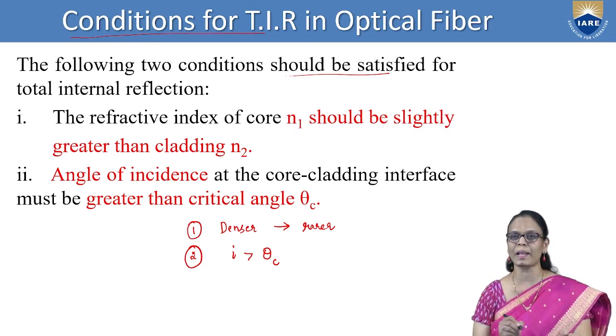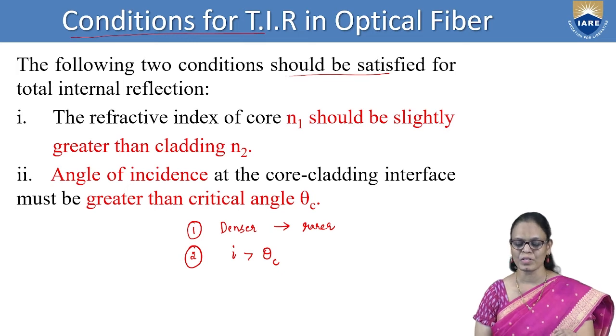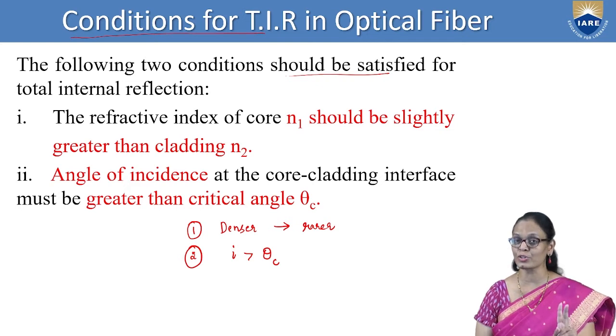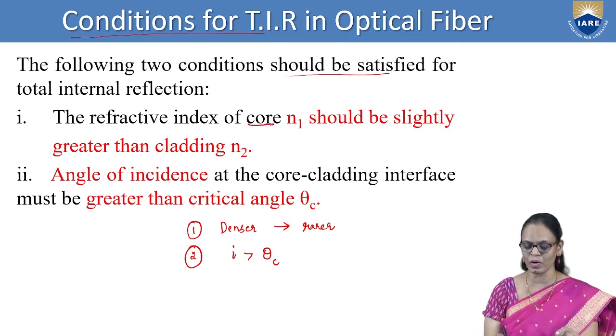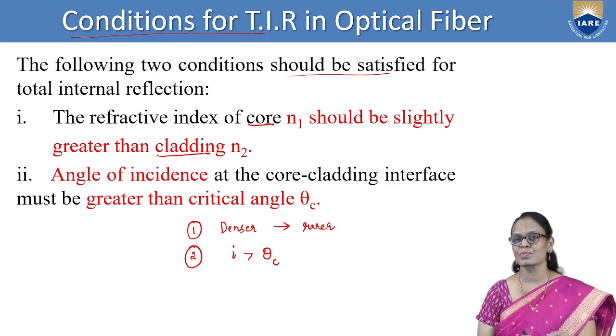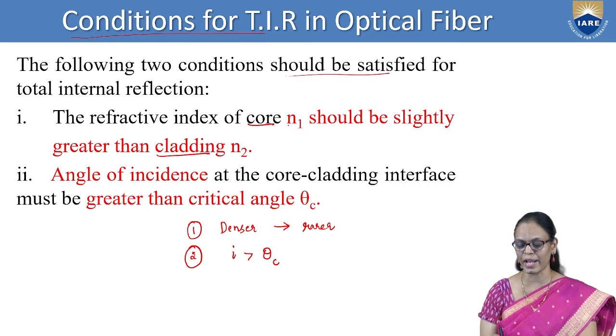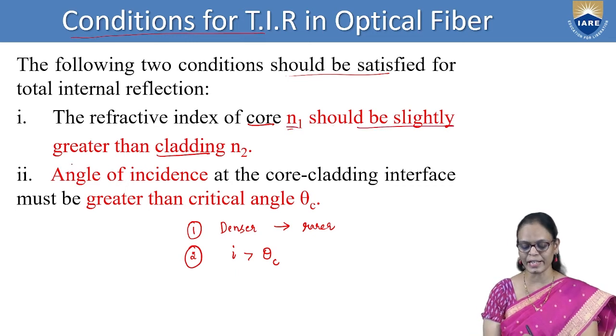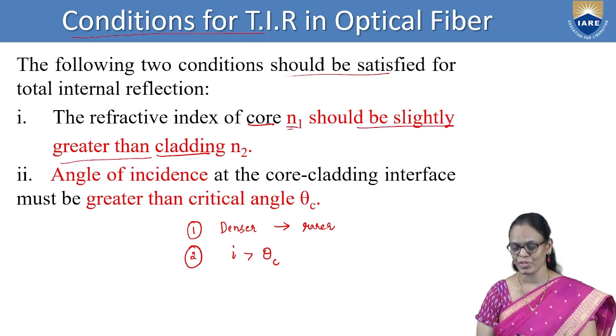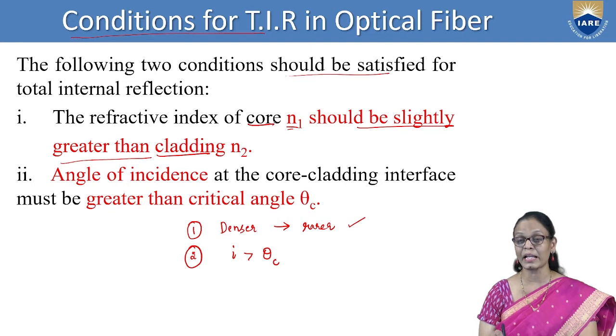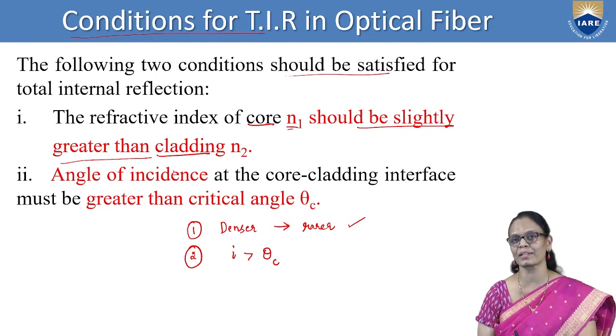Now, how do we apply it in an optical fiber? When we have seen the construction of the optical fiber, we have seen three main parts, and in that two are very important, the core and the cladding. So we try to select that the refractive index of the core N1 should be slightly greater than that of the cladding. So the first condition will be satisfied because the light enters the core and then it touches the surface of the core and cladding.